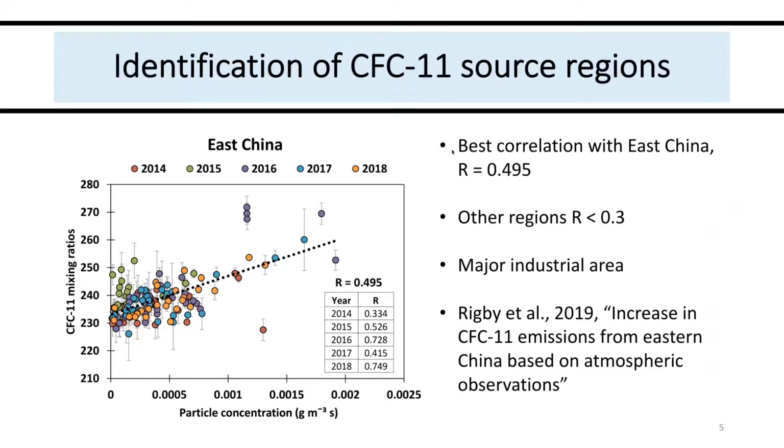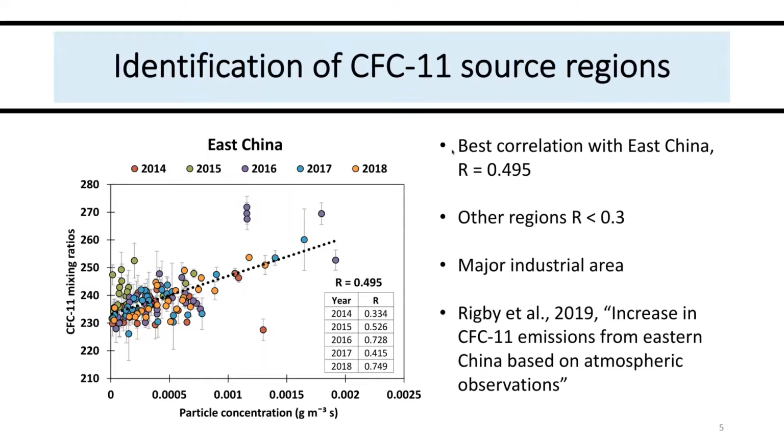We then looked at the correlations between the influence of different regions and the CFC11 mixing ratios measured in Taiwan. For all years combined, the strongest positive correlation was between CFC11 and NAME particle counts from East China, with an R value of 0.495. All of the other regions had weaker correlations with R values of less than 0.3. This suggests that East China is the likely source region of the CFC11 emissions.